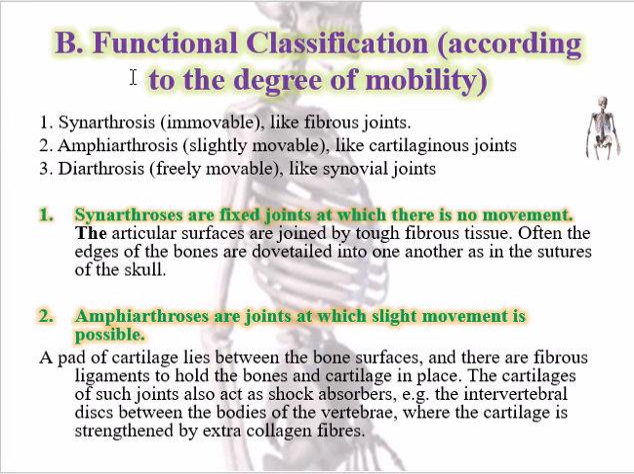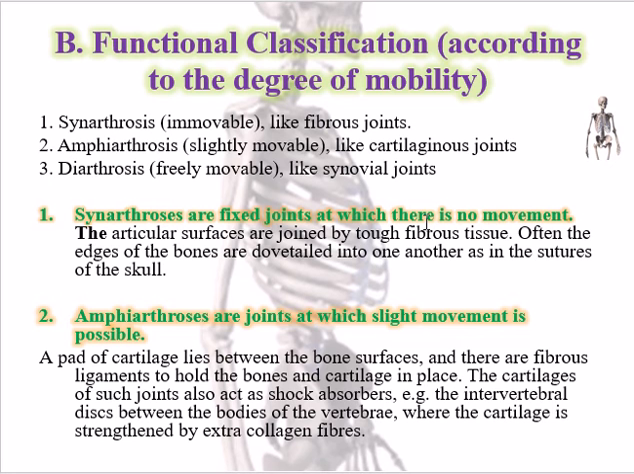B. Functional classification according to the degree of mobility. We classify joints according to functional classification as synarthrosis, immobile, like fibrous joints; amphiarthrosis, slightly mobile, like cartilaginous joints; and diarthrosis, freely movable, like synovial joints.